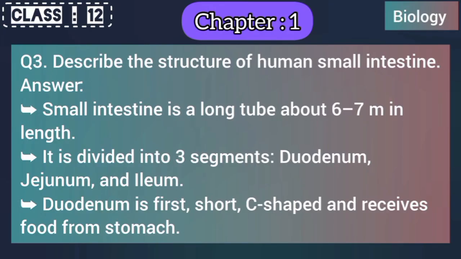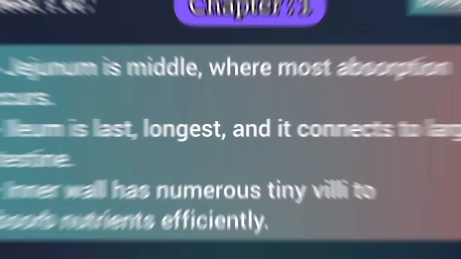Q13. Describe the structure of human small intestine. Answer. Small intestine is a long tube about 6-7 meters in length. It is divided into three segments: duodenum, jejunum, and ileum. Duodenum is first, short, C-shaped and receives food from stomach.